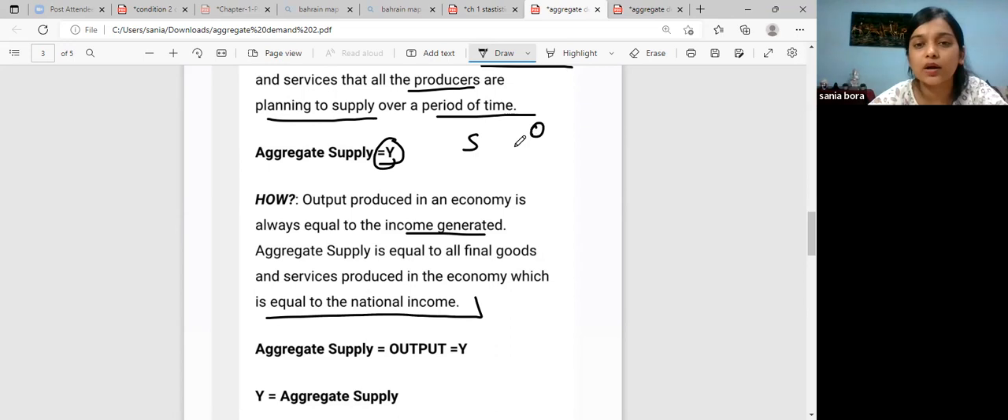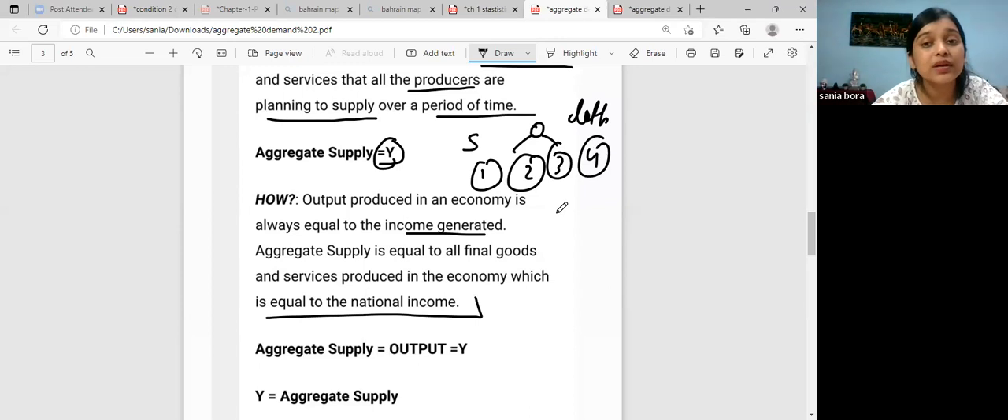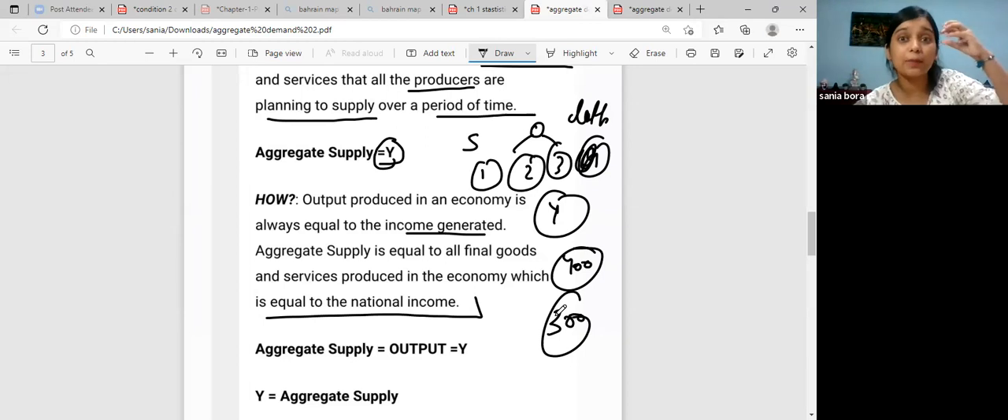Whatever you will be supplying, for example, you are a person who manufactures clothes. If you produce one cloth, two clothes, three clothes, four clothes, that will determine your income, right? If you are producing four clothes, you'll be getting 400 rupees. If you are producing three clothes, you'll be getting 300 rupees. So what you are supplying will be your income. Clear?